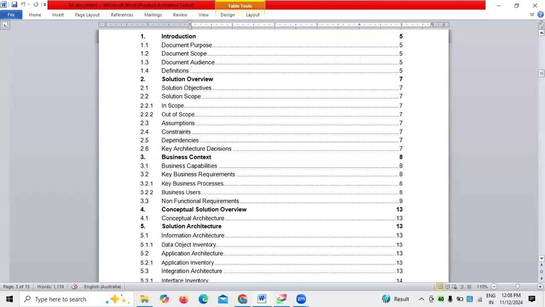Next one, dependencies. I can call it project dependencies. This dependency can be of anything.